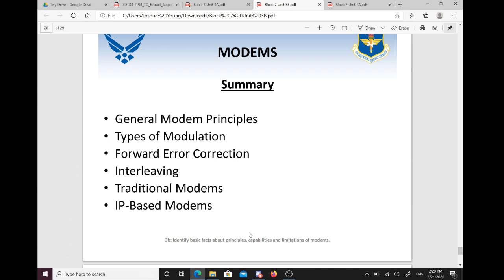Interleaving, which is a more efficient form of forward error correction in that you only lose a bit of data when performing interleaving instead of an entire block. Talked about the few different kinds of traditional based modems and the stages associated with the IP based modem. And then the iDirect modem, frequency bands, throughput, and downlink.